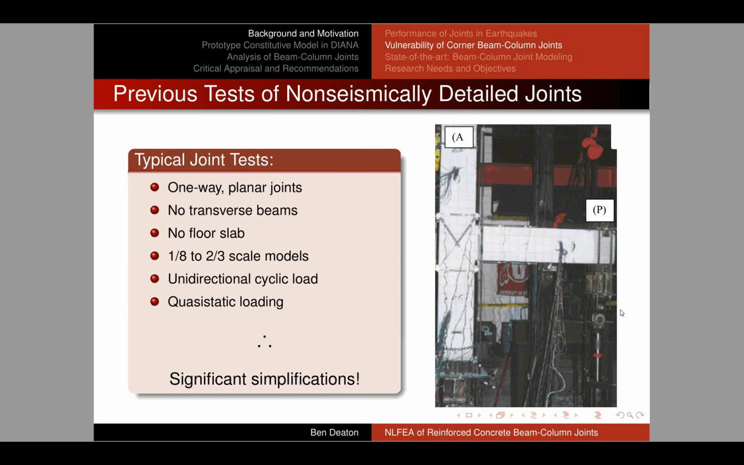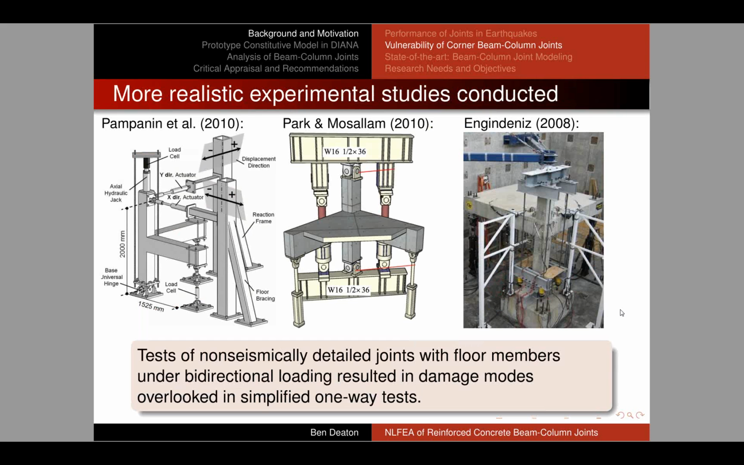in a building. So to address that, a number of recent studies have been completed that involved bidirectional testing of non-seismically detailed joints, including 4 members. And I'm going to talk about each of these studies as we go through the presentation today. But the important thing is that these studies resulted in damage modes that were overlooked in simplified one-way tests, most notably accelerated joint shear failure.